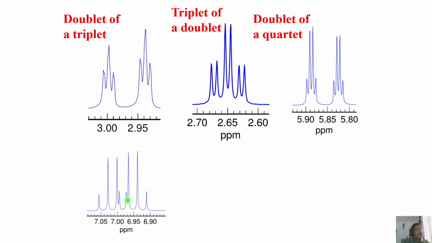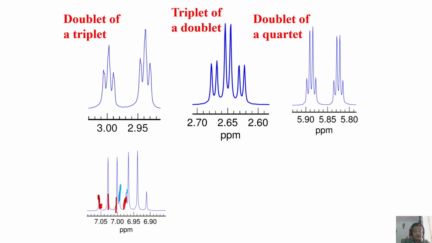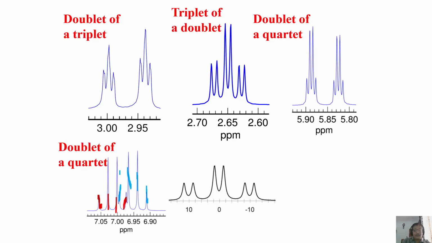This is one quartet. If you look at this one, I'll put a highlighter here. See this one, this one, this one, and this one. It forms one quartet. Now I'll take a different color. I'll take this one, this one, this one, and this one. These four lines, 1, 3, 3, 1, is another quartet. Now what do you understand by that? Larger splitting is doublet, and each line of the doublet is split into quartets. What do you call this? Doublet of quartets.